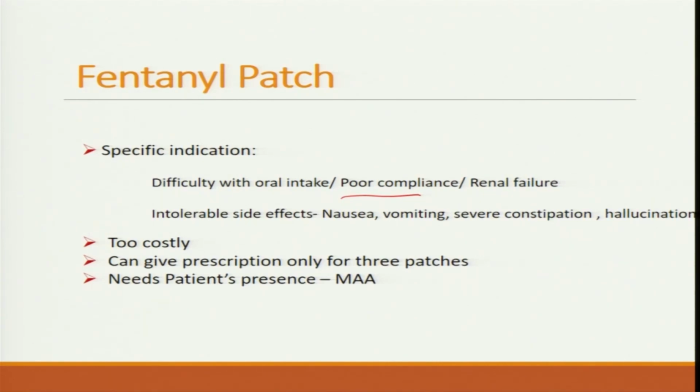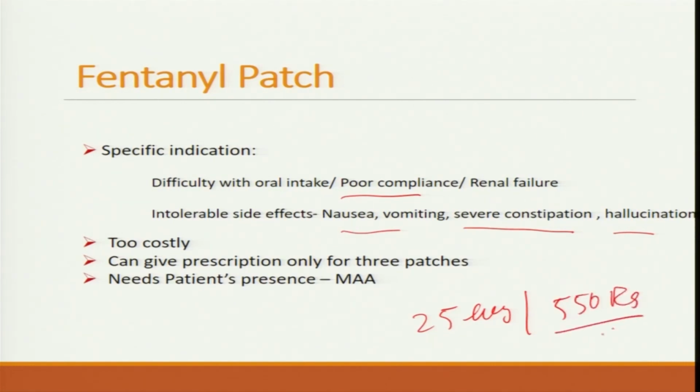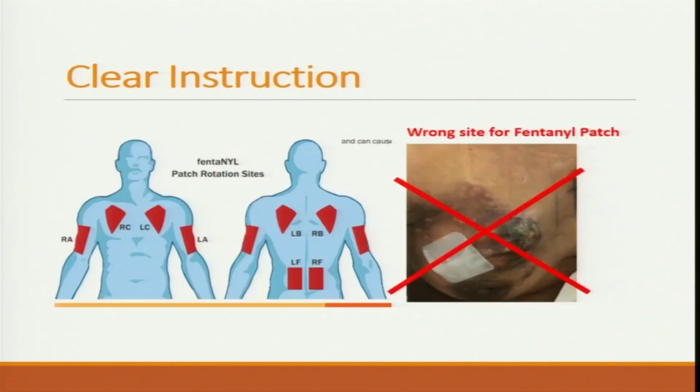Then patient having severe constipation with morphine or severe nausea, vomiting, hallucination, in this patient you can switch over to fentanyl patch. It is too costly, about 125 microgram patch costs about 550 rupees, but of course its action lasts for 72 hours, means for 3 days.